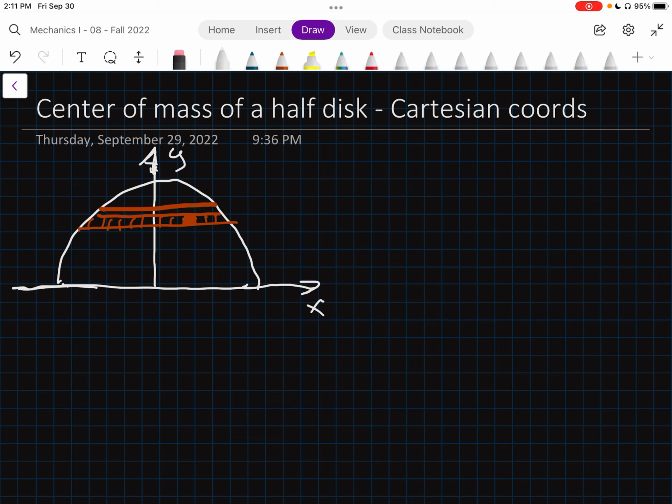So again, just remember that what we're going for here is the y center of mass. The x center of mass we can look at just by symmetry and say that there's an equal amount on the left side as the right side, and so the position of my center of mass in the x direction must be 0.